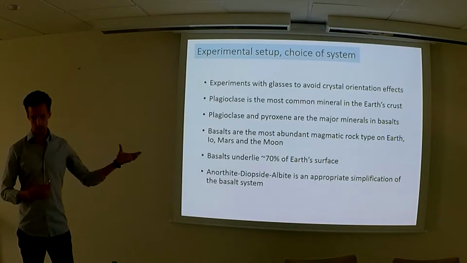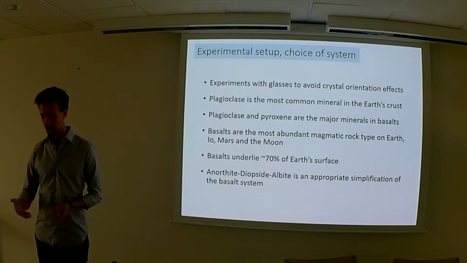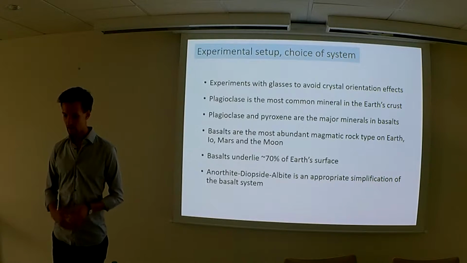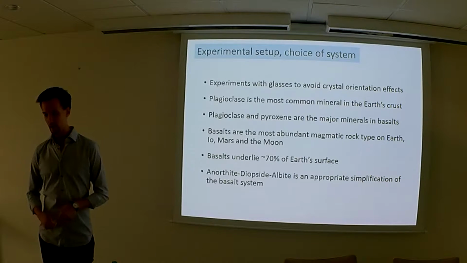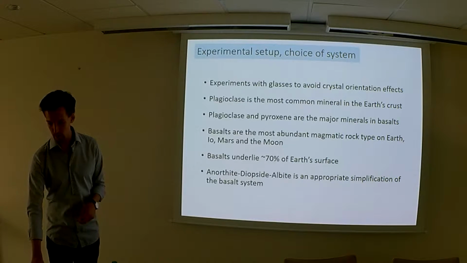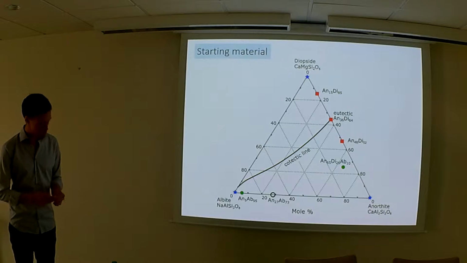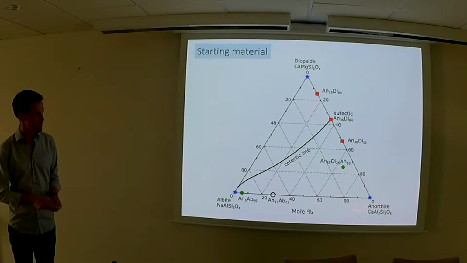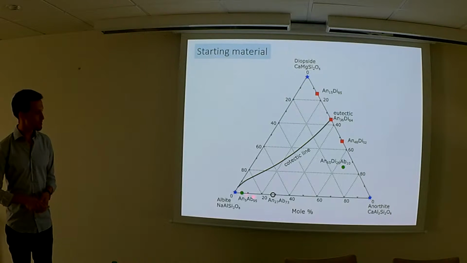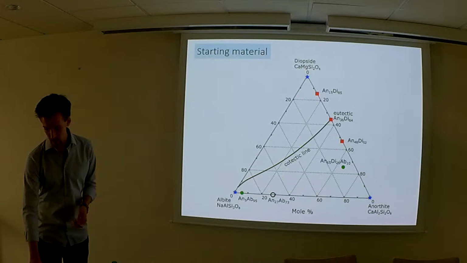So, to look at a very simple system, we chose a system which is conventionally used as an analog, which is the diopside-anorthite-albite system, as these are the most abundant minerals in most crustal rocks on Earth. So I did a range of experiments, most of the experiments that I show you today are from the diopside-anorthite system, but we also did some experiments with a sodium component in the glass.